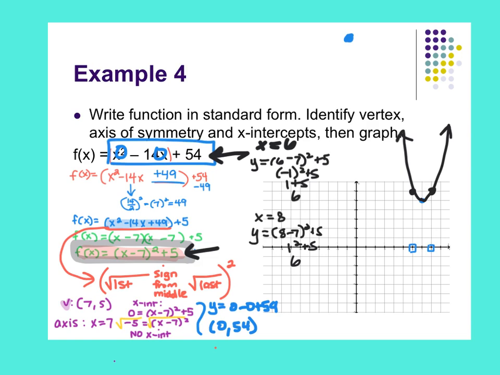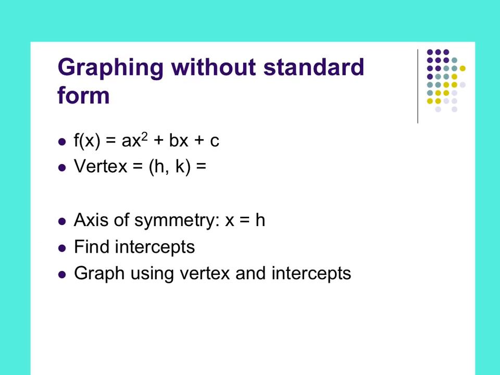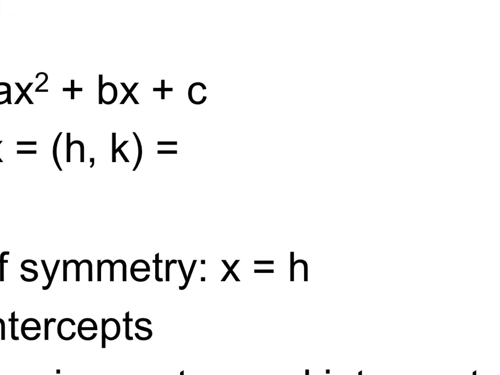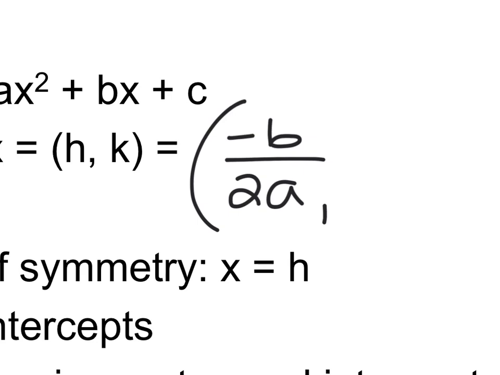Questions on that process? All right. Now let's say this is my other option. So one option, if it's not in standard form, is that I force it into standard form using complete the square. The other option is follow this process. So I keep it in ax squared plus bx plus c form, and then I find the vertex by doing negative b over 2a for my h. So I take the sign that's on b, change it, put it over 2 times a.